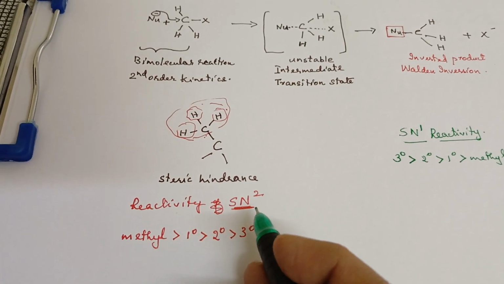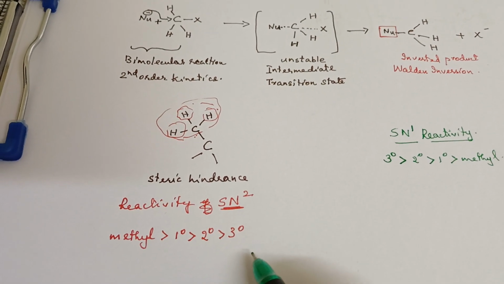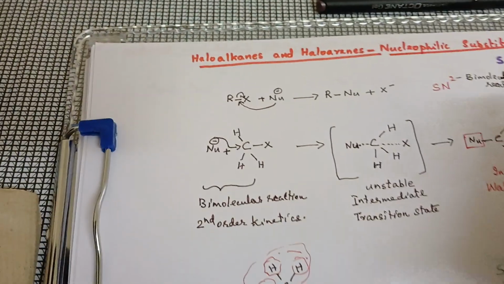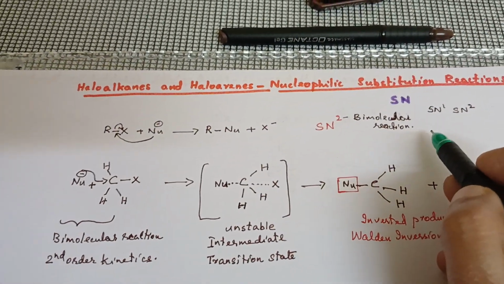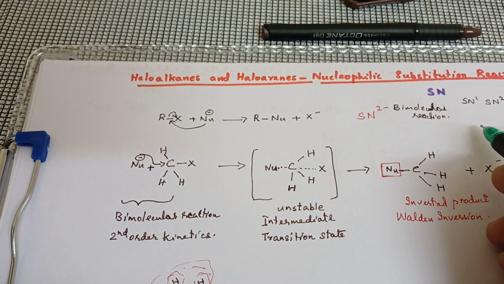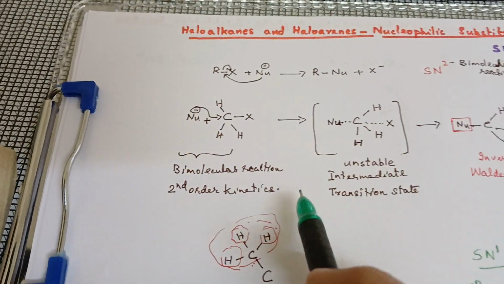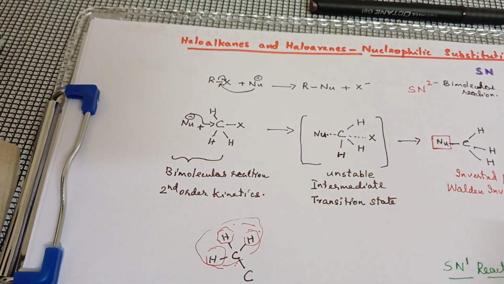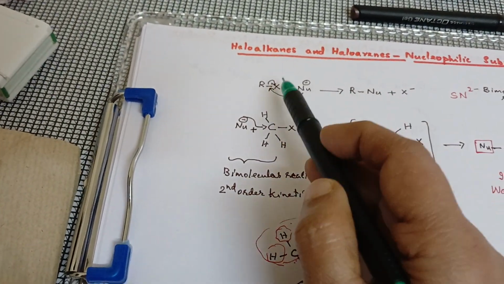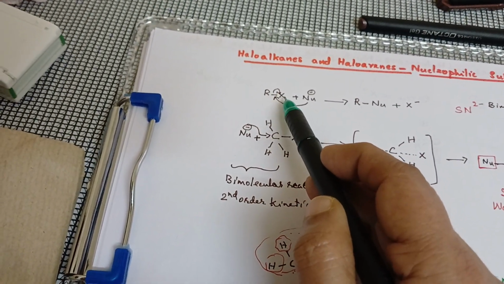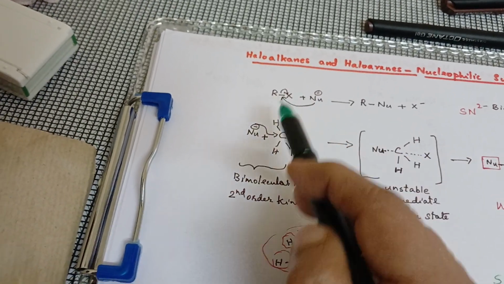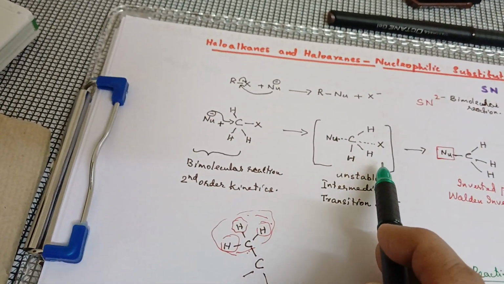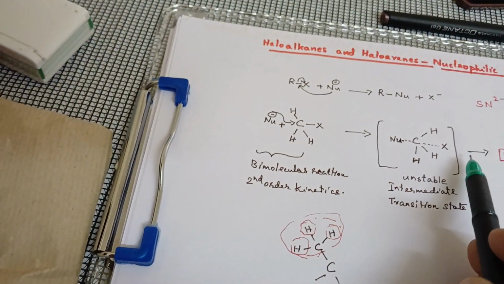Whereas for SN2, the order of reactivity will be like this. We said that SN2 reactions are bimolecular reactions following second order kinetics. This reaction takes place in a single step, and there are two activities going on, that is, leaving of the halogen and the attack of the nucleophile. Both are taking place simultaneously, as a single step. So that is what we are seeing here.